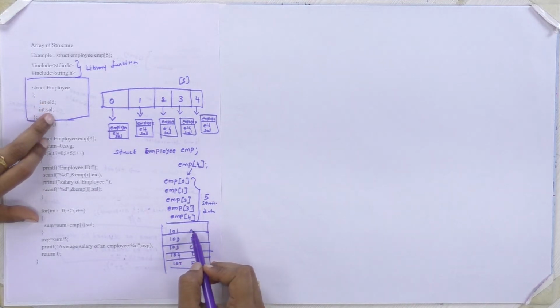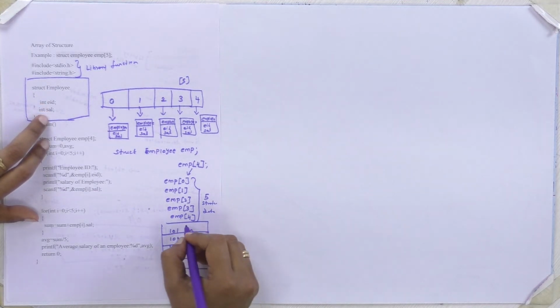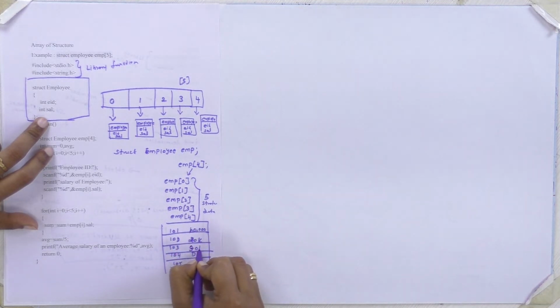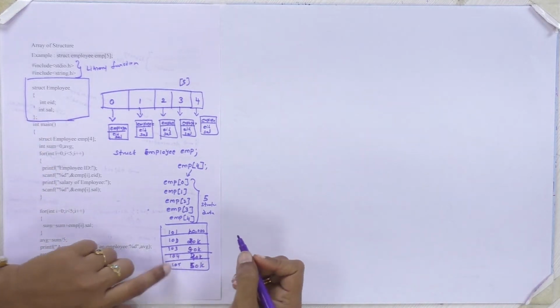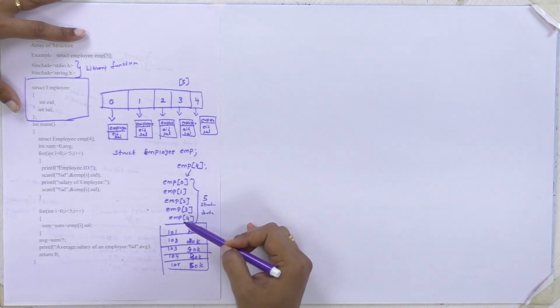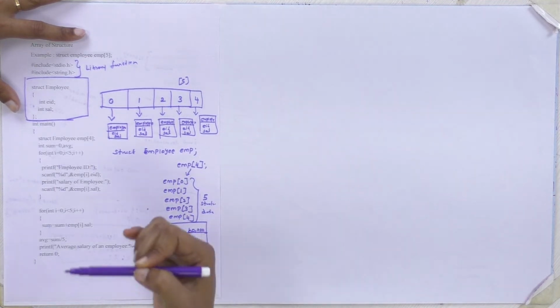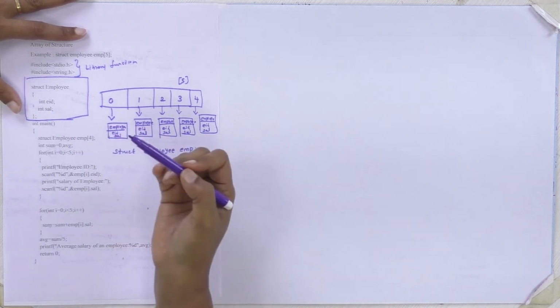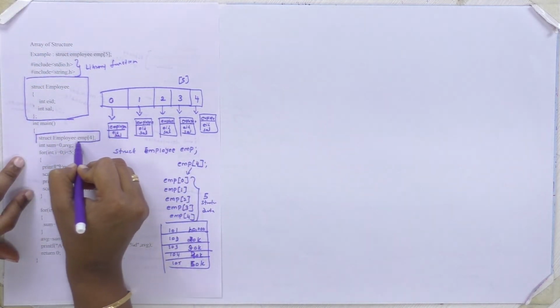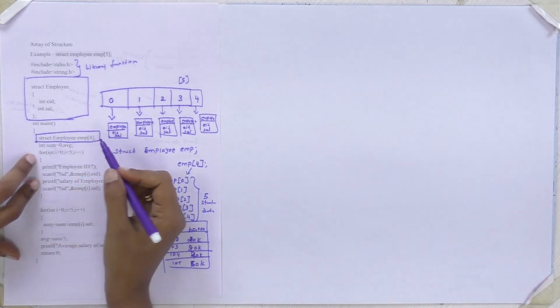So this is the data you are going to store inside this. Employee ID 101, A. Sorry, salary. This is the salary: 10k, 20k, 30k, 40k, 50k. So here by using an array of structure, we are going to access the particular data. This is the object creation by using an array.